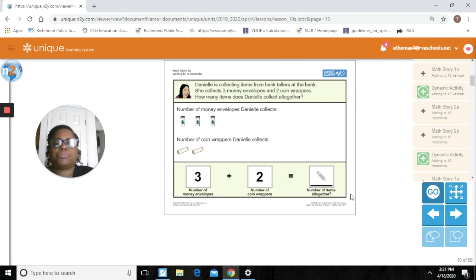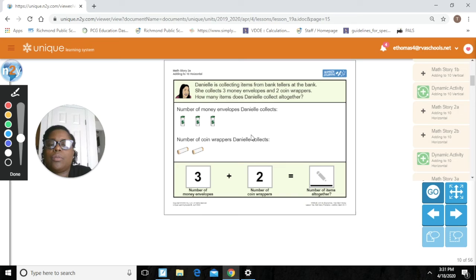Okay, here we go. Danielle is collecting items from bank tellers at the bank. She collects 3 money envelopes and 2 coin wrappers. How many items does Danielle collect all together? Do you see that word there, all together? It means you're going to add. So now you can take out your 3 counters. If you look at my screen, you'll see my counters are already there.